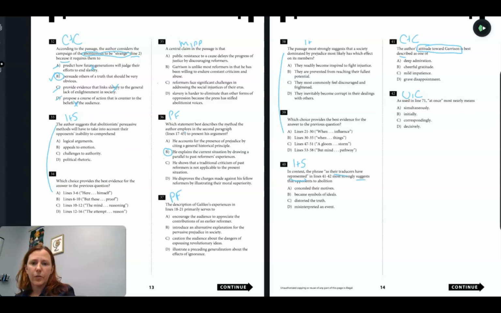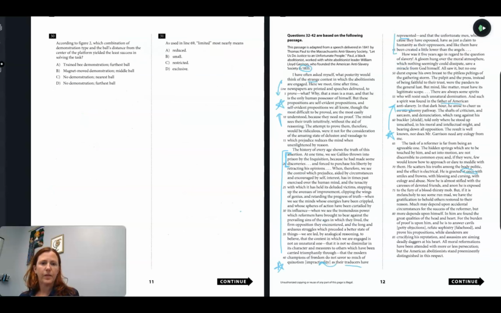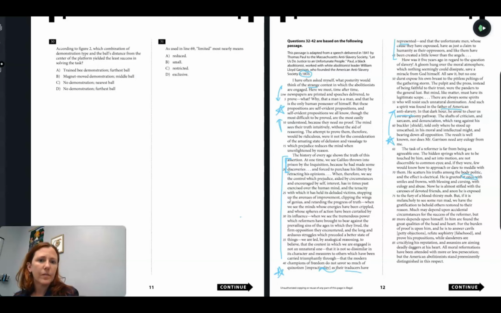For 33, we're looking for the abolitionist persuasive methods will have to take into account their opponent's inability to understand something. So whatever the abolitionists are doing is going to have to take into account something about their opponents. So let's see what their opponents don't understand. Lines 3 through 6, 6 through 10, 10 through 12, and 12 through 16. So 3 through 6, here we meet time after time.